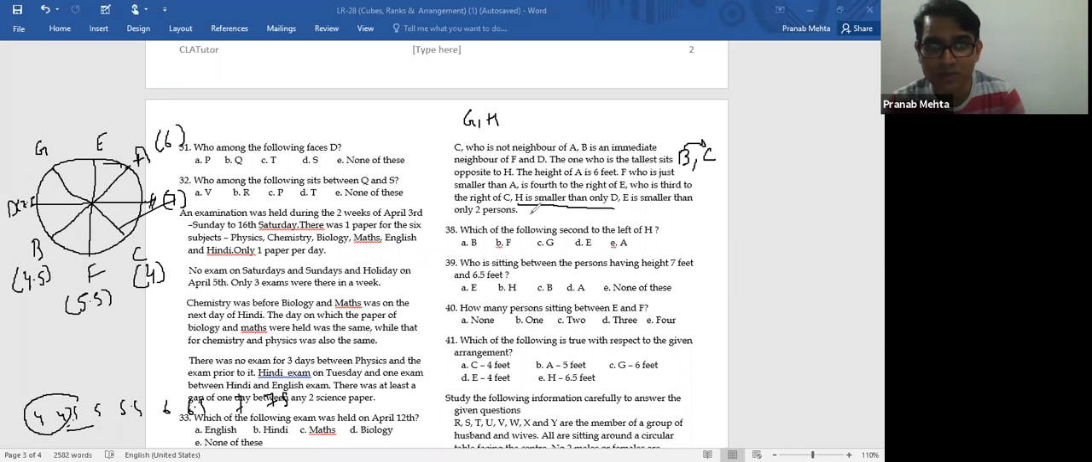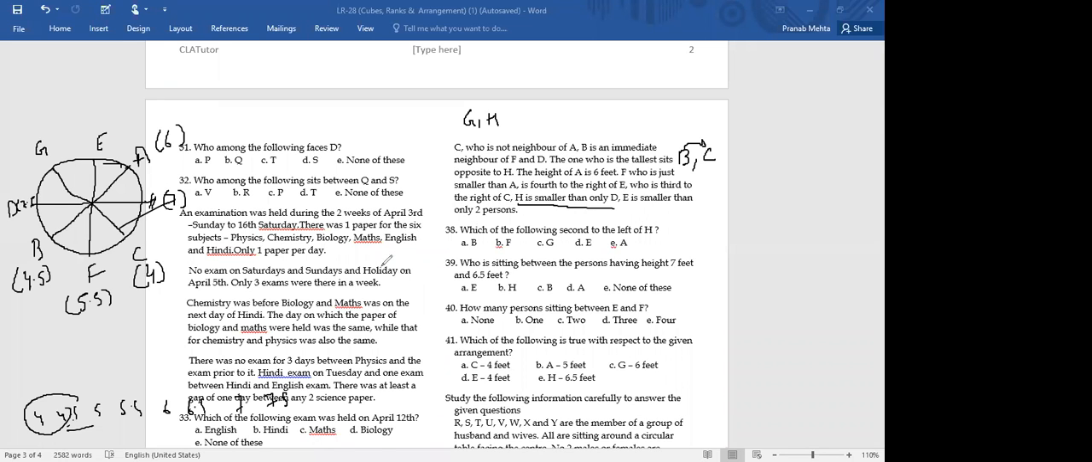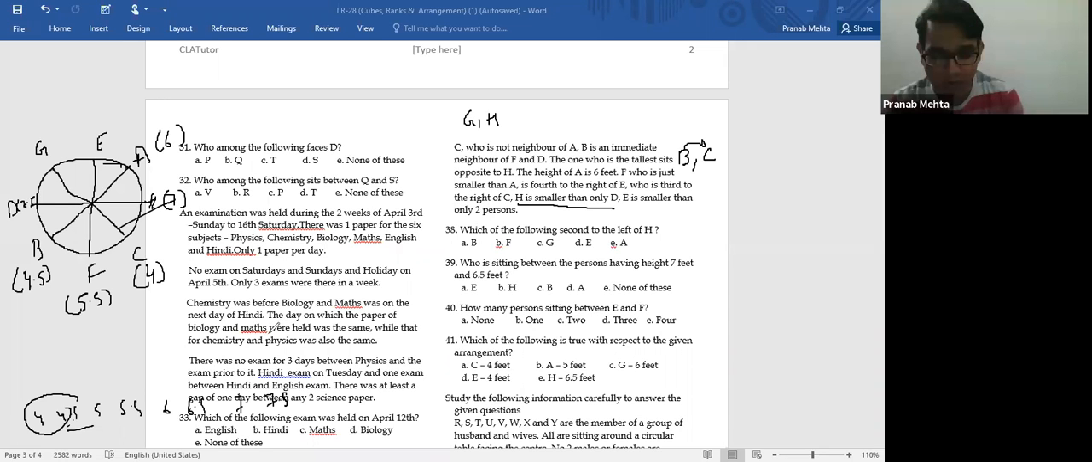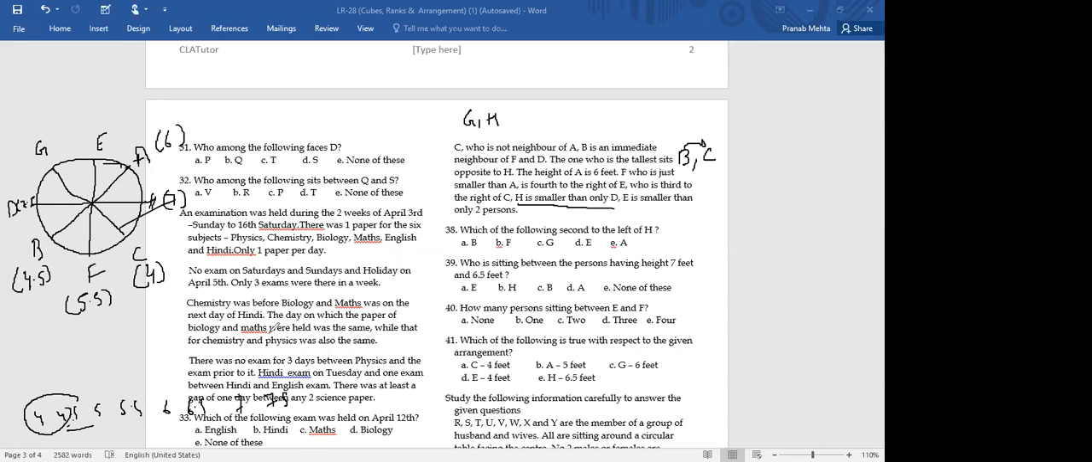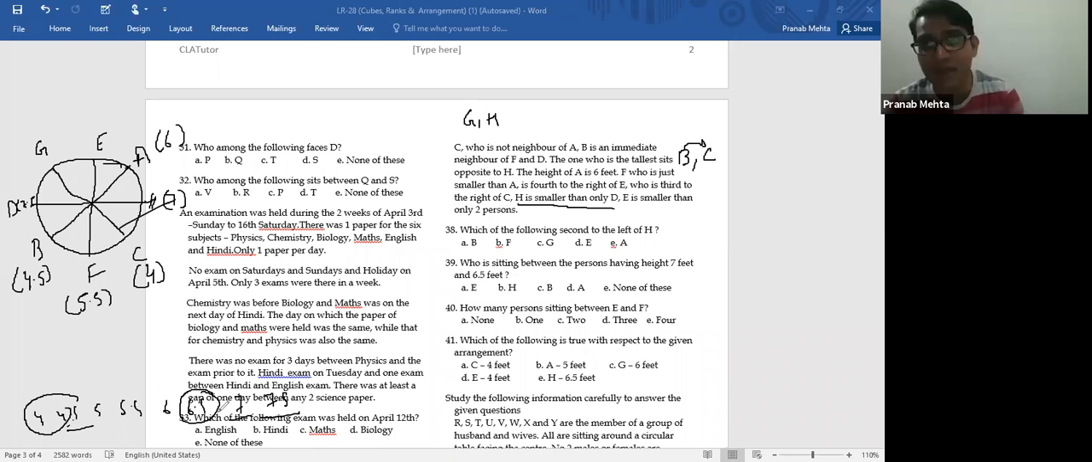E is smaller than only 2%. So if E is smaller than only 2%, what should the value of E be now? E is smaller than 2%, which means two people are greater than E. So the value of E is 6.5.